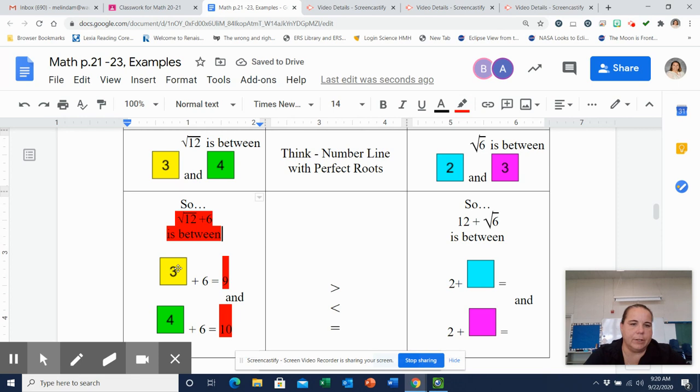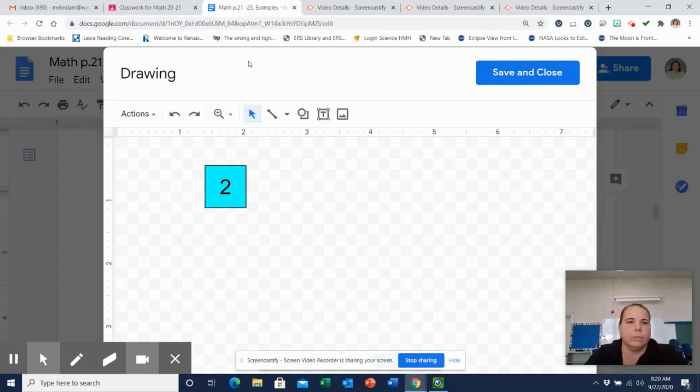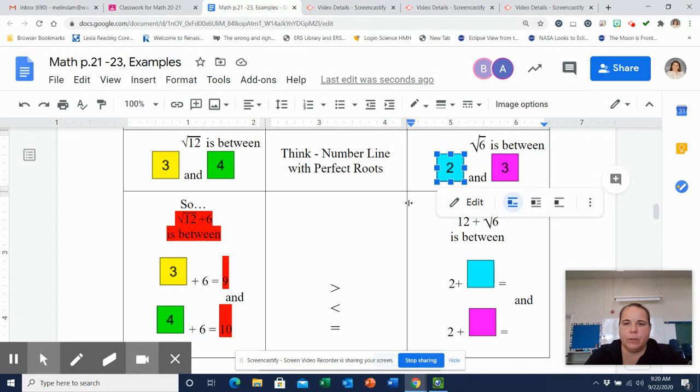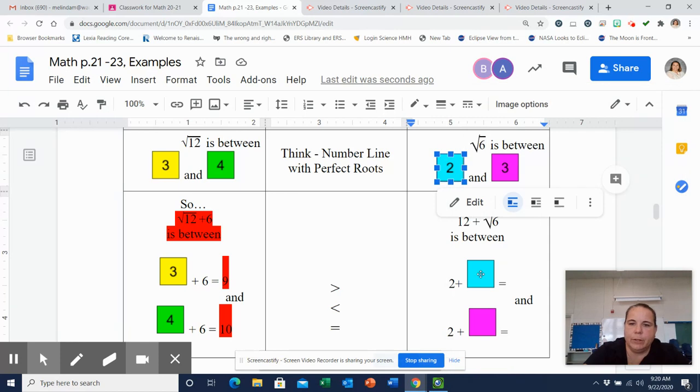Could we estimate to the nearest tenth if we needed to? Yes, right? And that's what we worked on in previous lessons. But, you know, I like to do only as much math as necessary to answer a problem. I don't want to do extra math if I don't need to, right? So now we know the square root of 6 is between 2 and 3. So we're going to just copy and paste those down here, right?